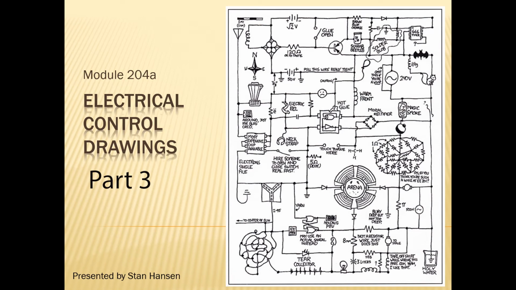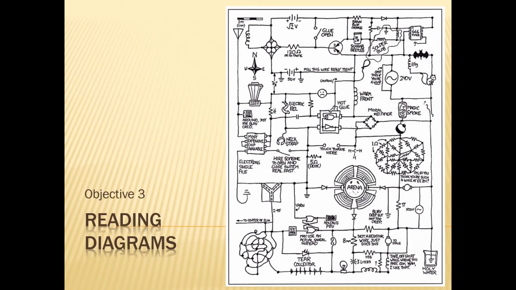Welcome to Module 204A. So far, we've looked at the four different types of diagrams that we have, and we looked at the symbologies that we can use within those different types of drawings as well. The next thing we're going to do is get some practice on how to read the diagrams to understand what the order of operations inside them are.